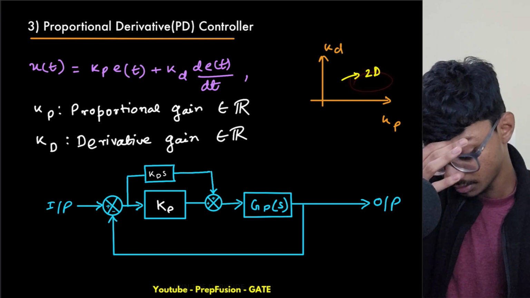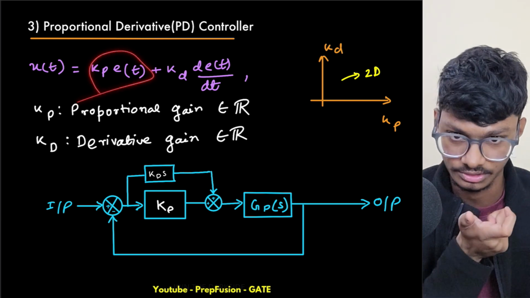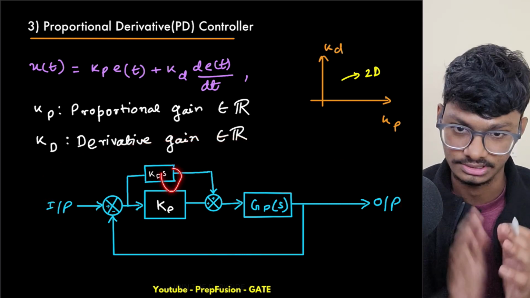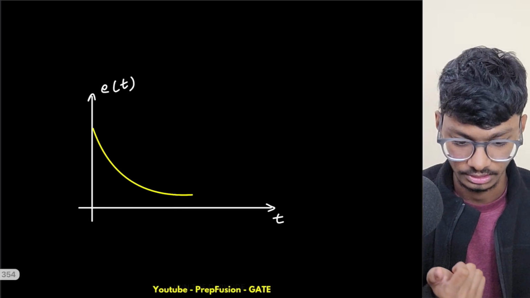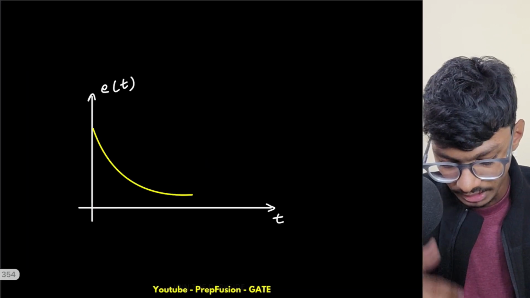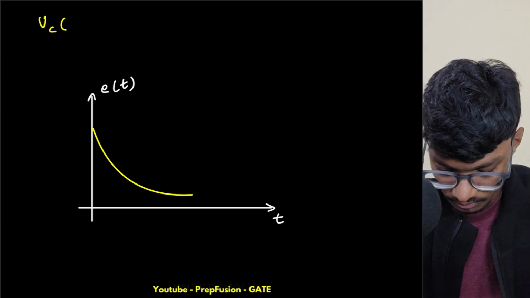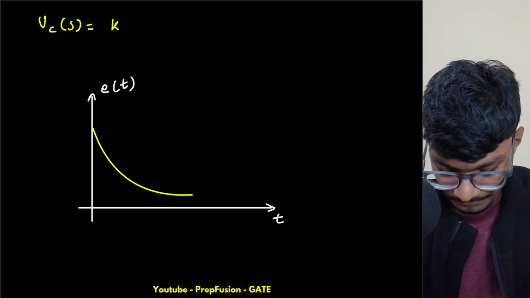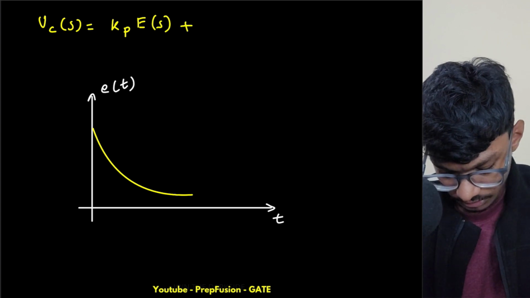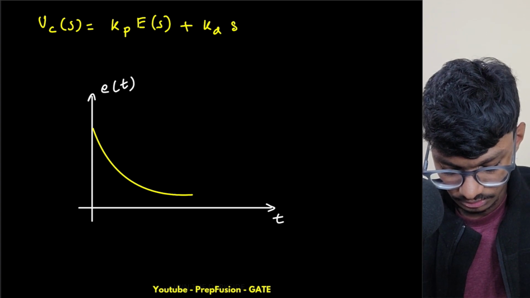Okay, so this is 2D, this is 2D, and as I said, the output response is equal to a proportion of the error signal plus the derivative of the error signal. We'll understand more about this. This is the block diagram, and obviously an s term will come as differentiation is there in the Laplace domain. So what will be my controller response in the Laplace domain? It is Uc of s equals Kp into E of s plus Kd into s E of s.